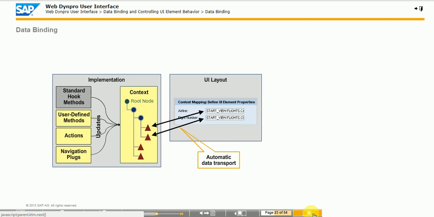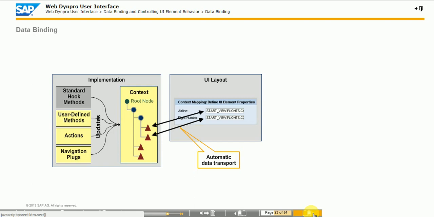Almost all of the properties of a UI element can be bound either to a context node or to a context attribute with the correct data type. Note, a binding relationship can only exist between the context and UI elements of the same view controller.